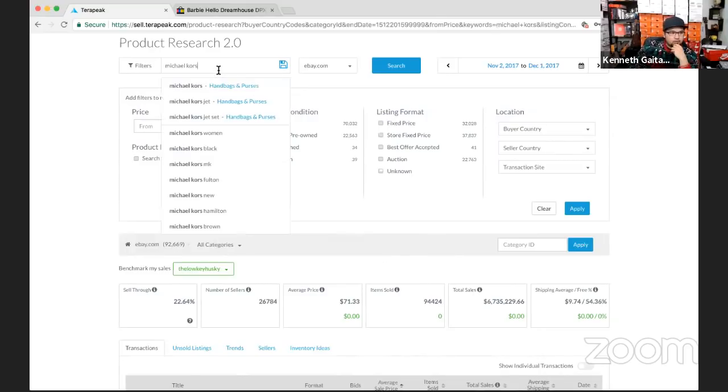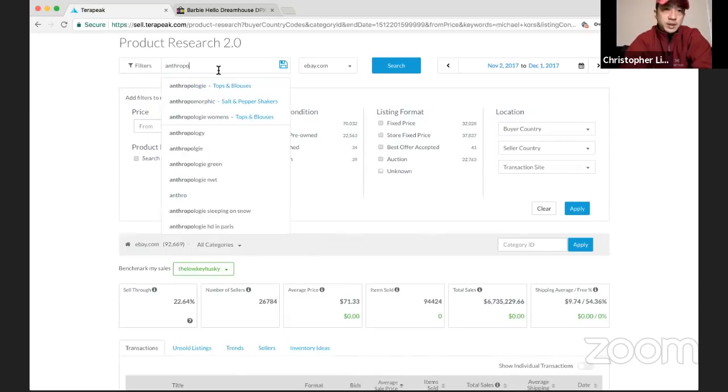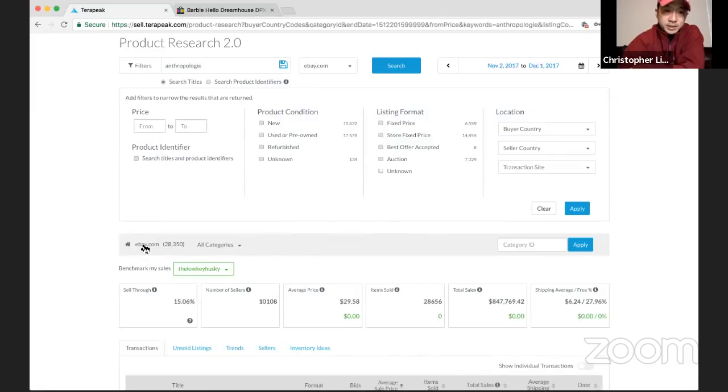That's true. Try Anthropologie. Let's do the whole website. 10,000 sellers for 800,000. Not even a million. Wow, that's flooded. Look at the sell-through. That's horrible.